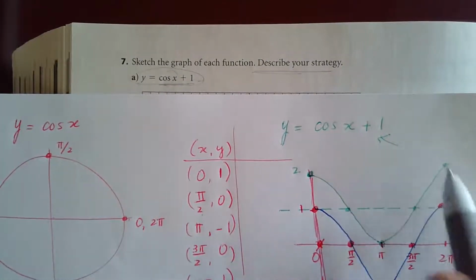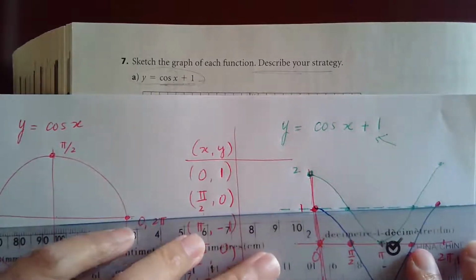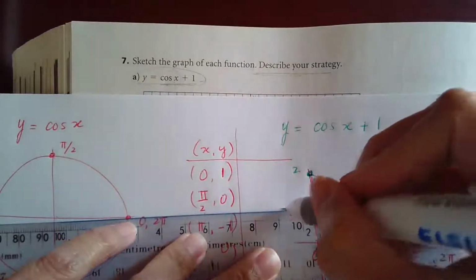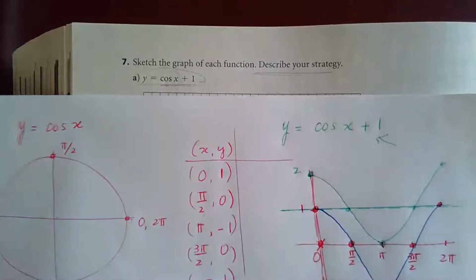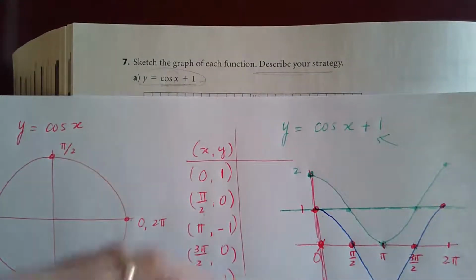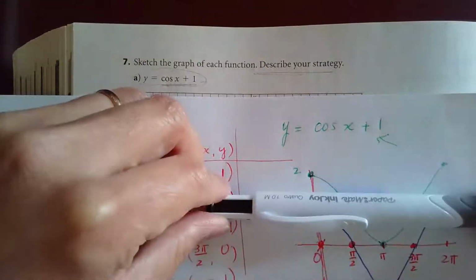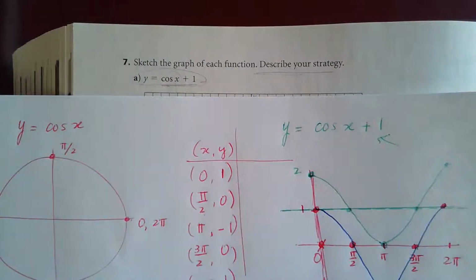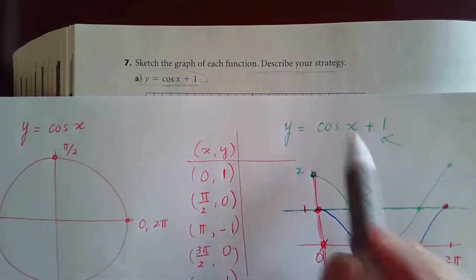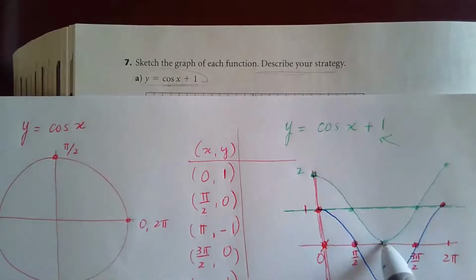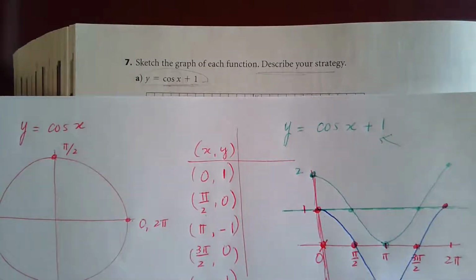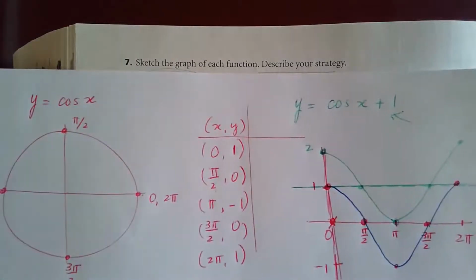This is not an asymptote. This is a median line. I'll just make it solid so people don't think it's an asymptote. So the median line also moved up along with the graph. That's what this graph looks like, the green one, and the blue one is our original cosine of x graph.